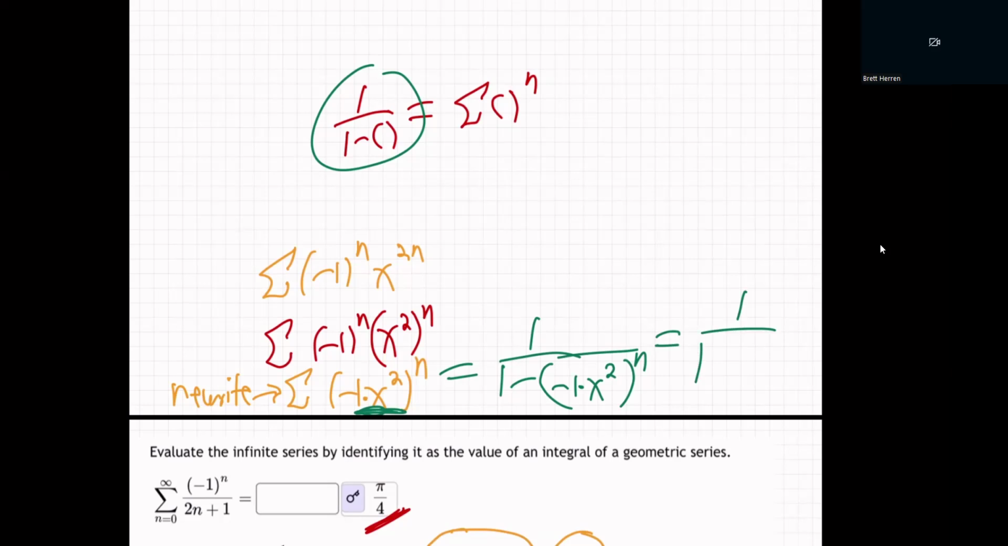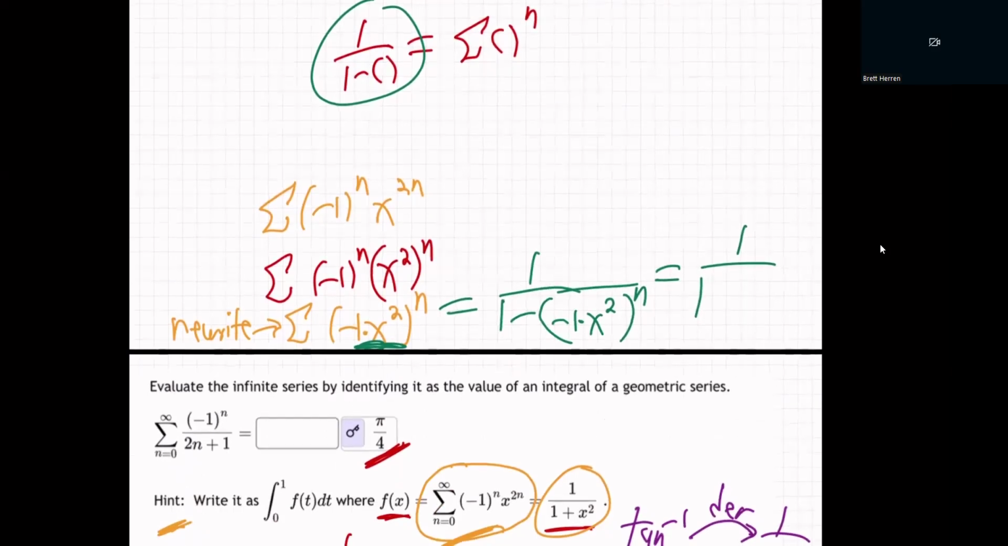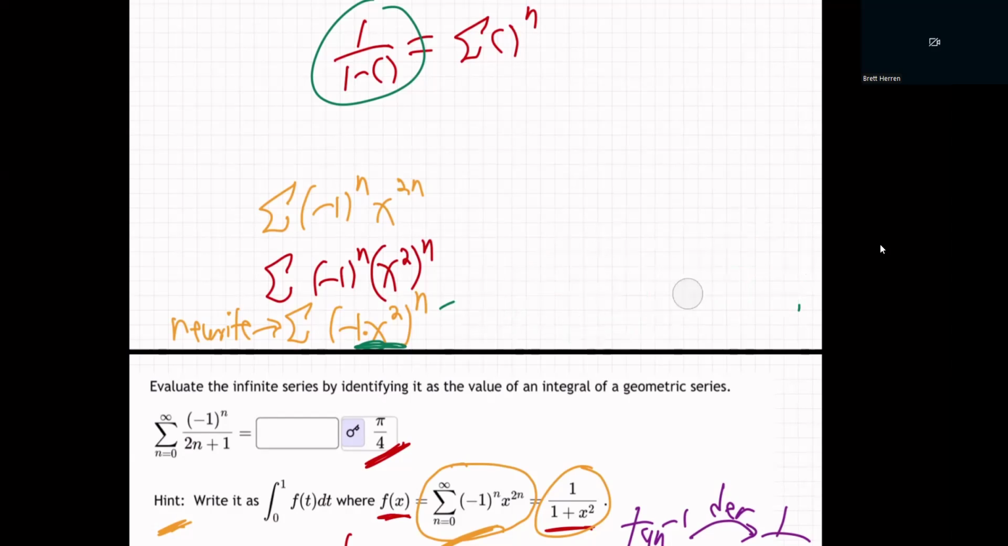Now, what is minus 1 to the n x to the 2n, right? Like that. Or actually, we're going backwards here. I'm trying to show this is 1 over 1 plus x squared. I'm getting a little bit lost in my own work. Oh, wait, what am I doing? I'm being so dumb. Sorry.